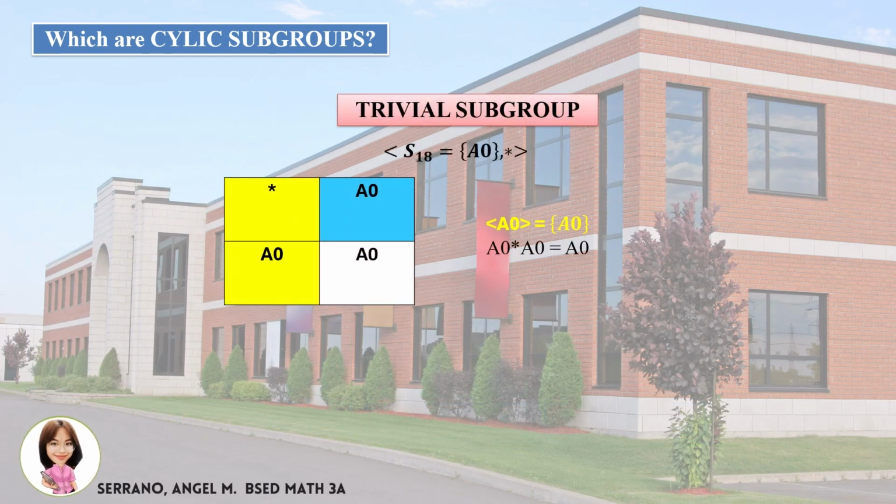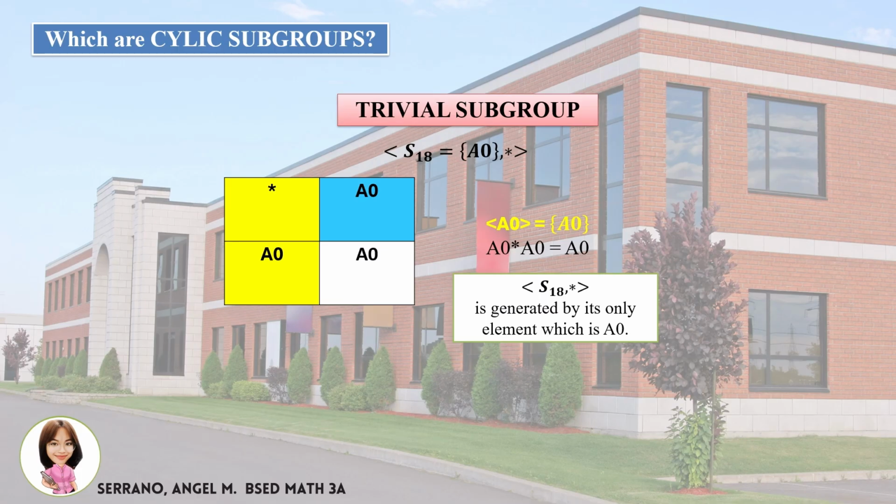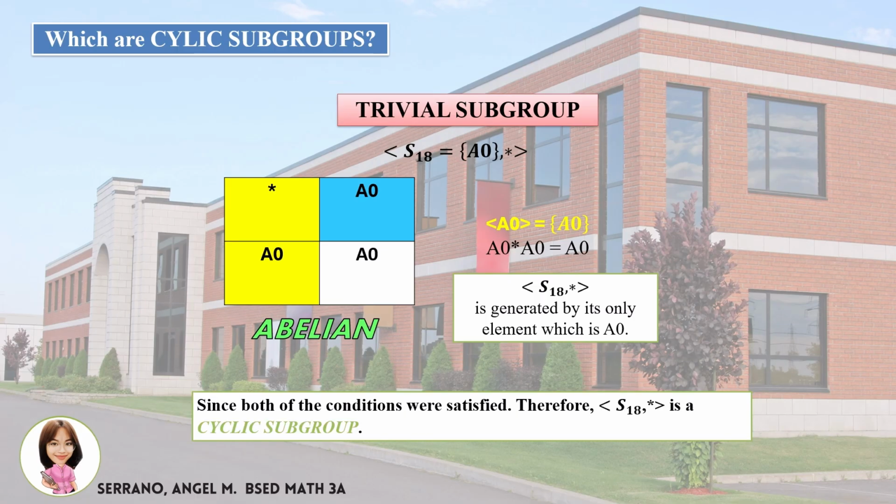And lastly, we have the trivial subgroup. The trivial subgroup is considered a cyclic subgroup because it is generated by only one element, A0 here. So the condition of having at least one generating element is satisfied, and it is also abelian. Therefore, we can conclude that the group of S sub 18 under binary operation star is a cyclic subgroup.